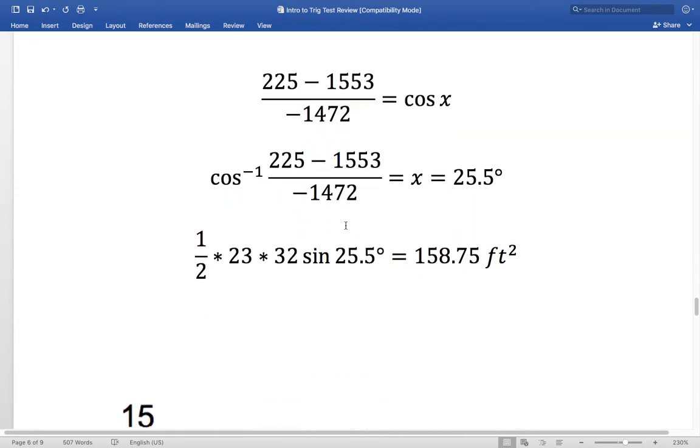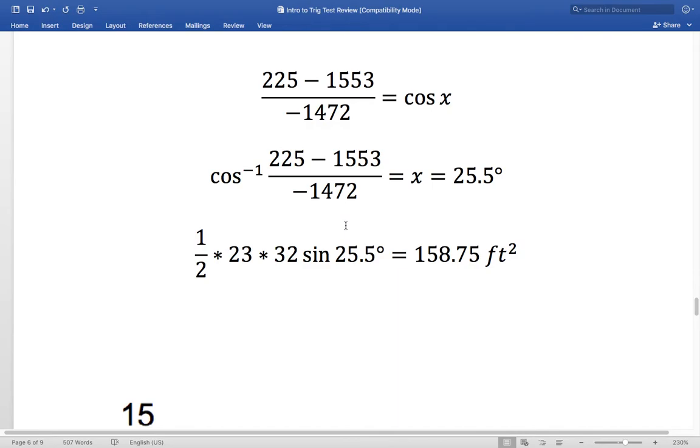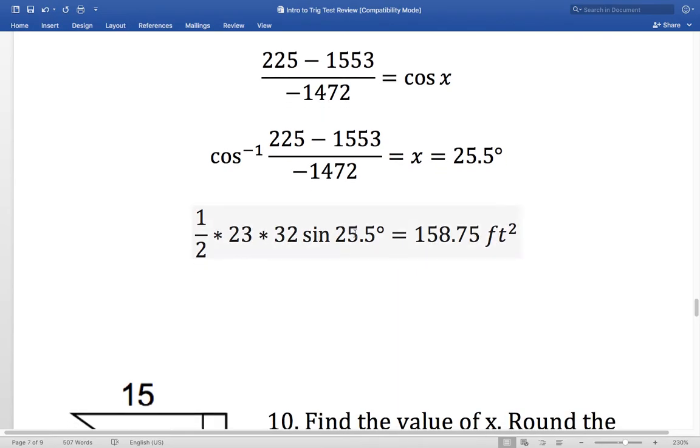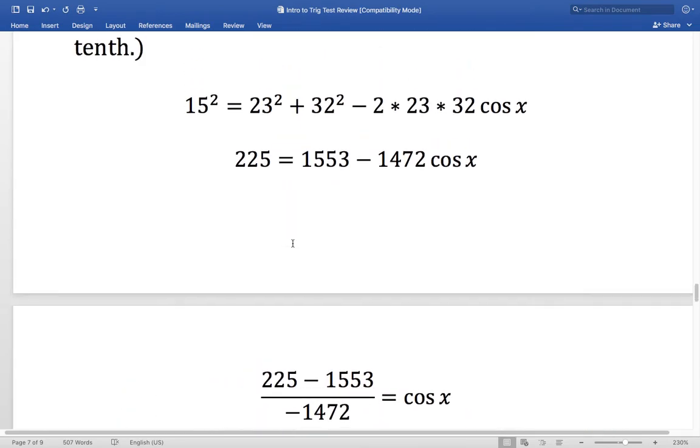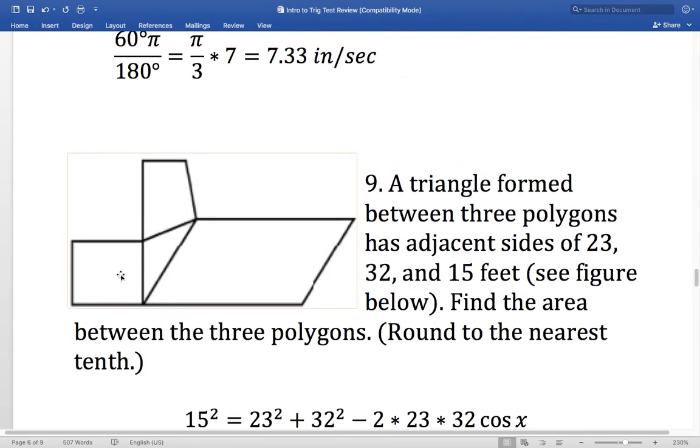hold on, I'm remembering, times sine of your angle that's not associated with the other 2 side lengths that you're using. The formula for area is 1/2 times one side length times the other side length times the sine of the angle that's in between these 2 side lengths. Remember the angle is associated with the opposite side here. So if I have these 2 side lengths and this angle, then I can find our answer.